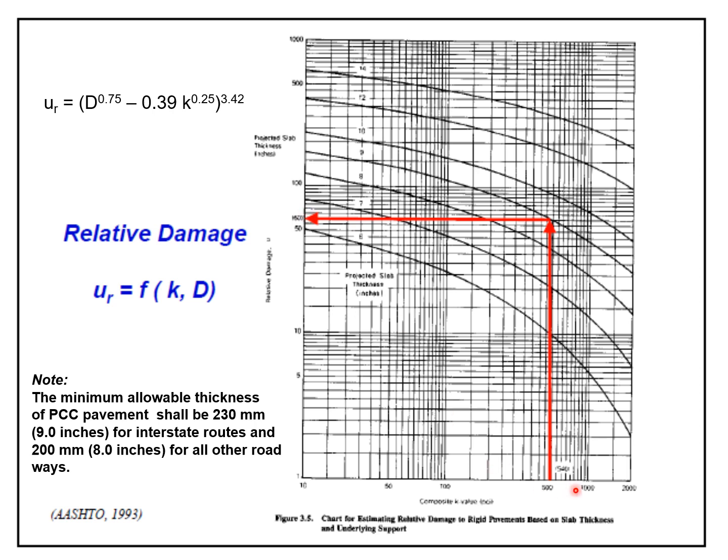So simply by using the modulus of subgrade reaction value, going up to the curve which shows the thickness of the concrete slab, as I have mentioned that the minimum thickness of the concrete slab is 9 inches, we have considered the 9 inches over here. In this way we have got the relative damage. So the relative damage can be determined very easily by using this particular figure, which is figure 3.5.